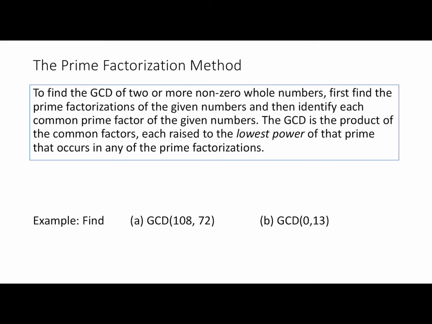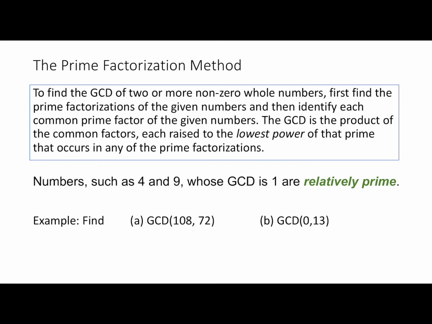Our second method is called the prime factorization method. So the idea here is that I'm going to write both of my numbers that I'm interested in their prime factorization form. And then the GCD is the product of the common factors, each raised to the lowest power of that prime that occurs in any of the prime factorizations.